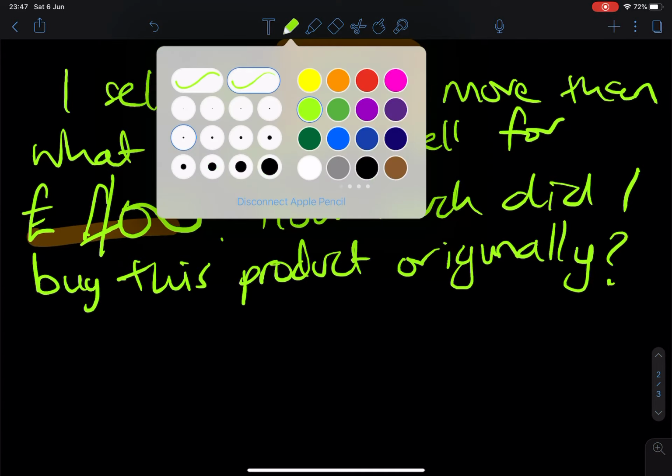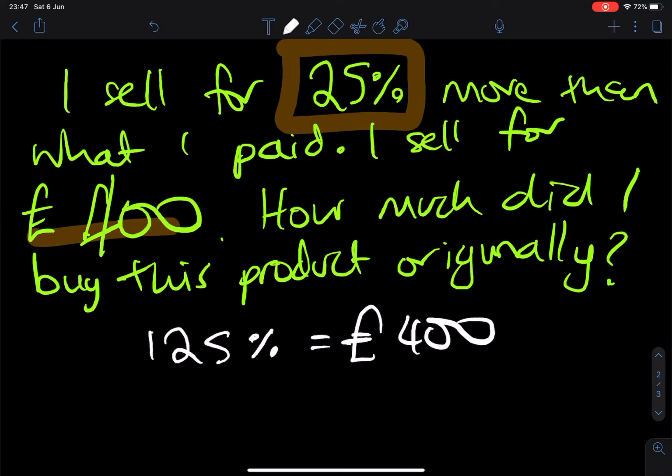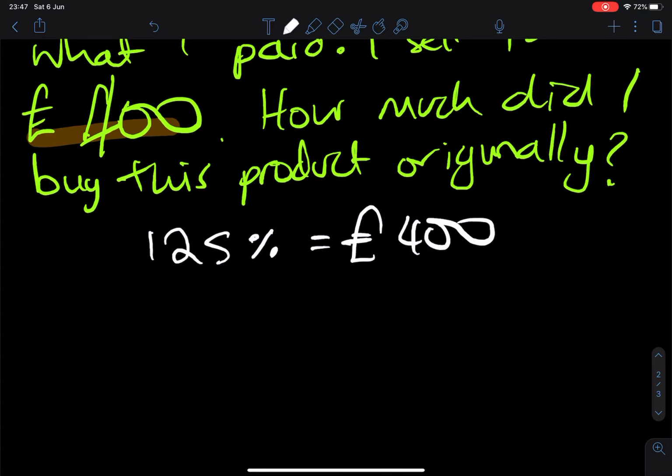So what percentage is this actually? If I've increased by 25%, what that means is the original value, which is 100%, plus 25% is the same as 400. So actually, 125% is £400. So I'm trying to work out what 100% is.